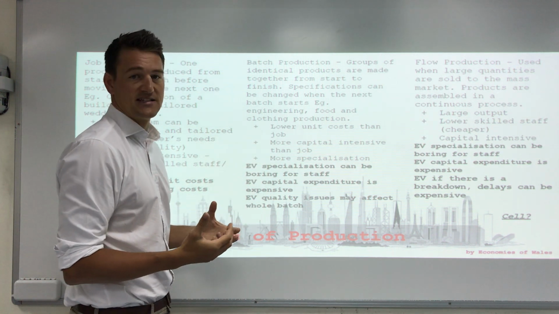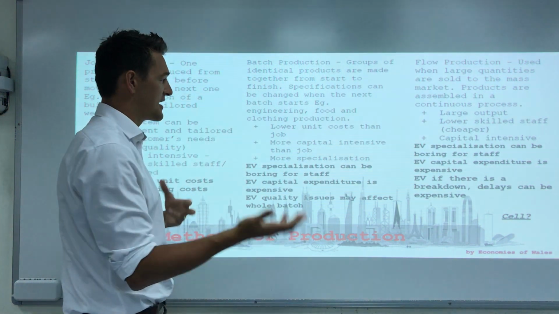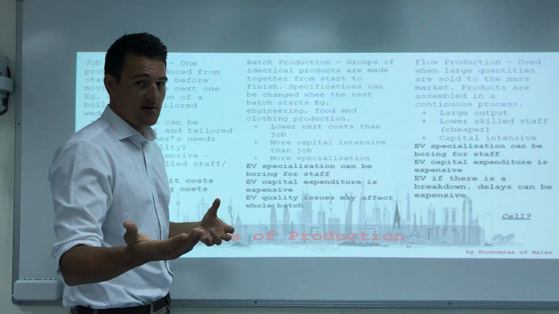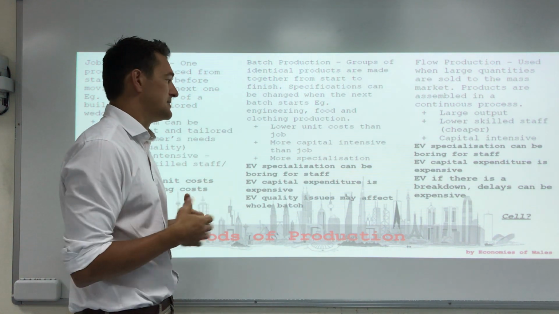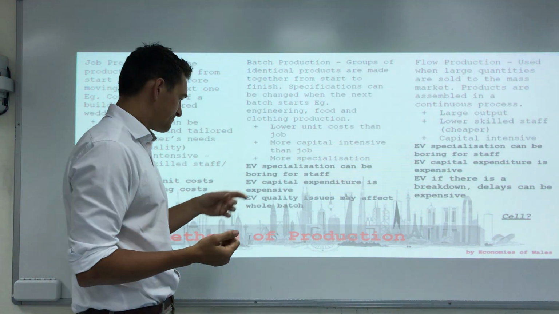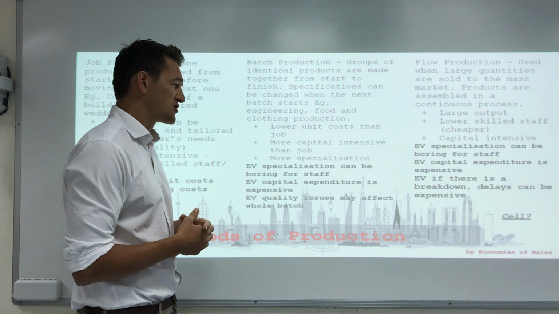It's more capital intensive than job. Okay, so we're actually able to use more machinery. With more machinery, we get more output, more accuracy. They can work 24/7 and are cheaper in the long run. And then also we can have more specialisation.